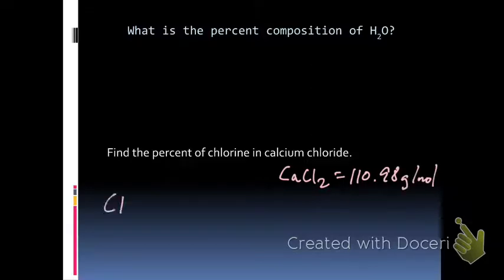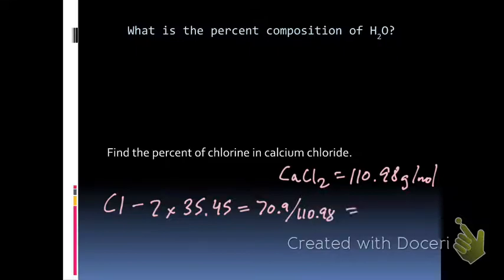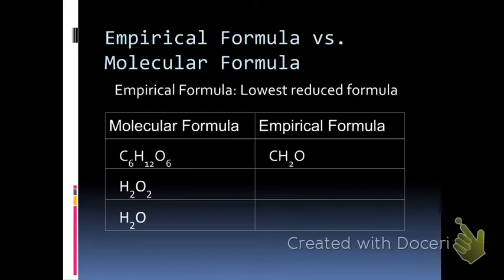So let's do chlorine. There are two chlorines. The mass of chlorine is 35.45 per chlorine. So 35.45 times 2 is 70.9. Divide that by the molar mass, and you get 63.9%. So that's due to chlorine. Okay? All right. So that's percent composition.